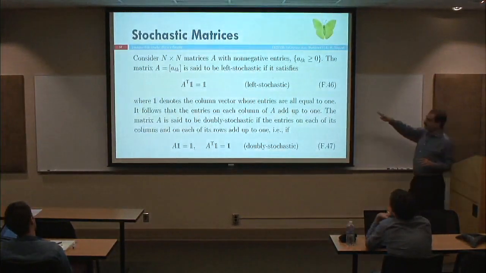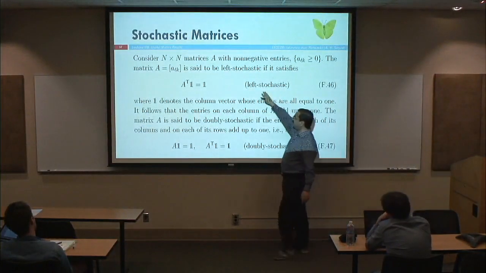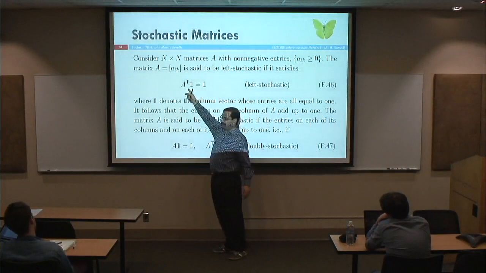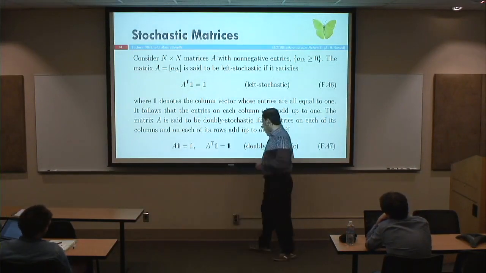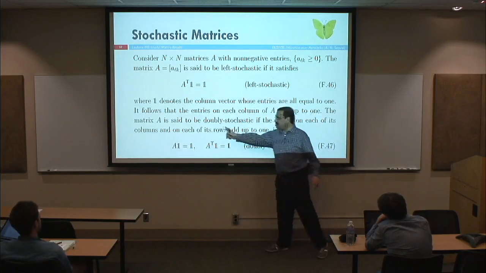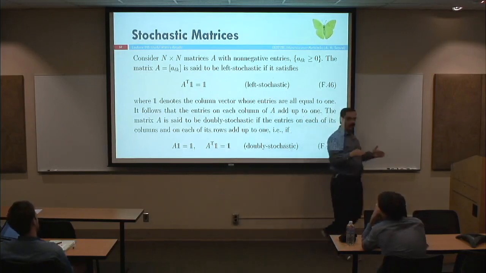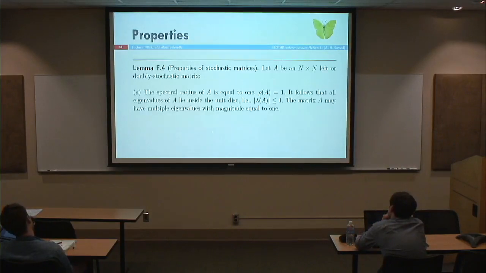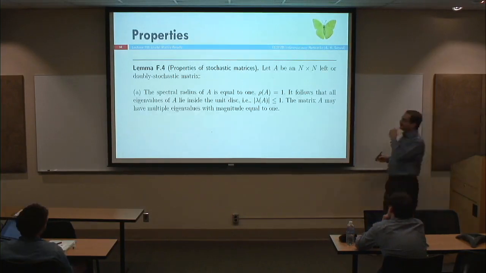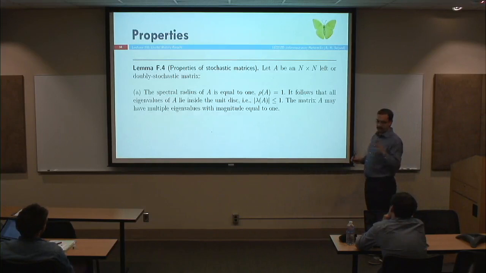I already defined what left stochastic matrices are. The columns add up to 1. Right stochastic matrix, the rows add up to 1. Doubly stochastic matrix, both of them hold together: rows add up to 1, columns add up to 1. So this is one property. Stochastic matrices have the following properties which are very useful.